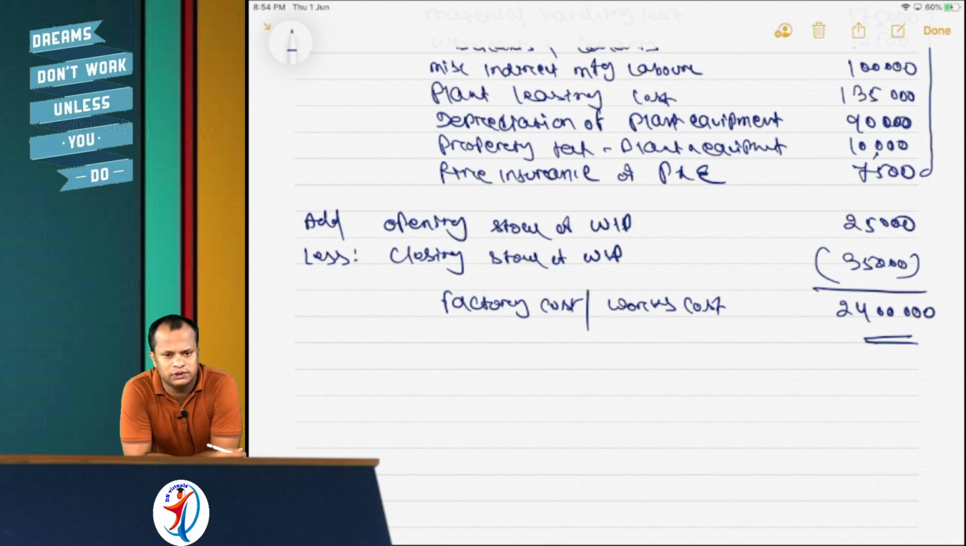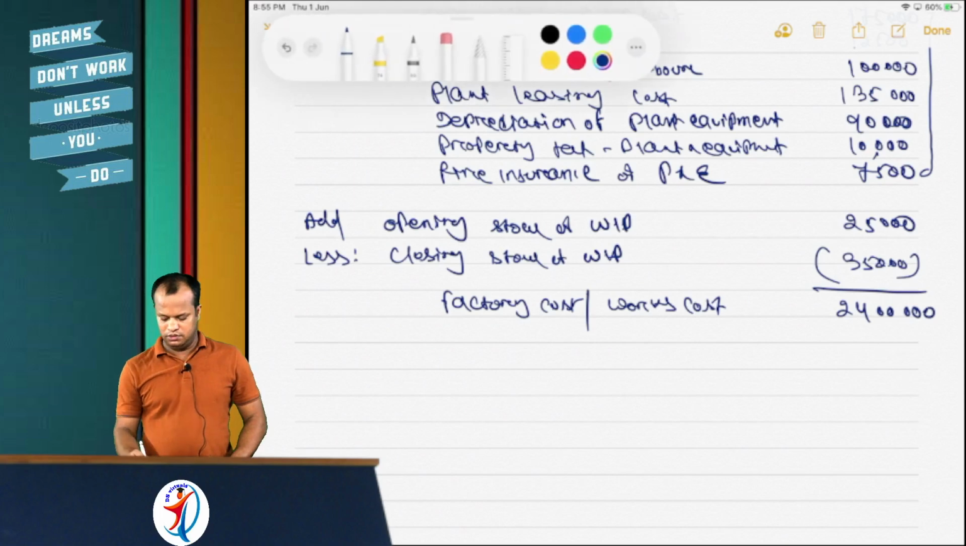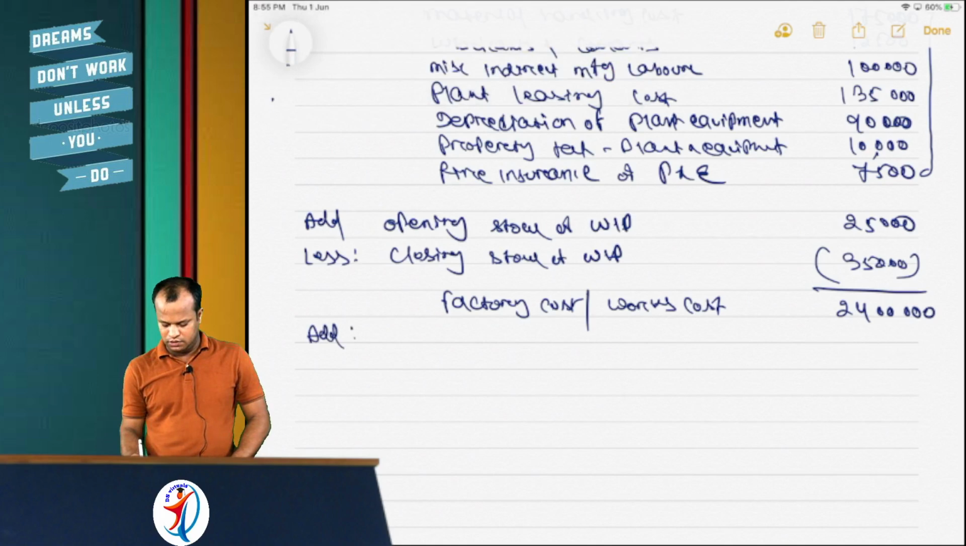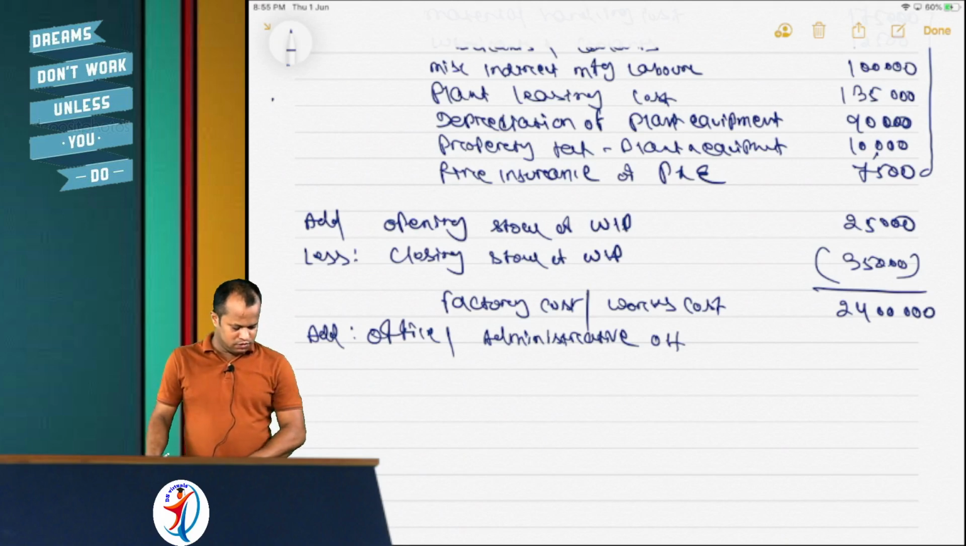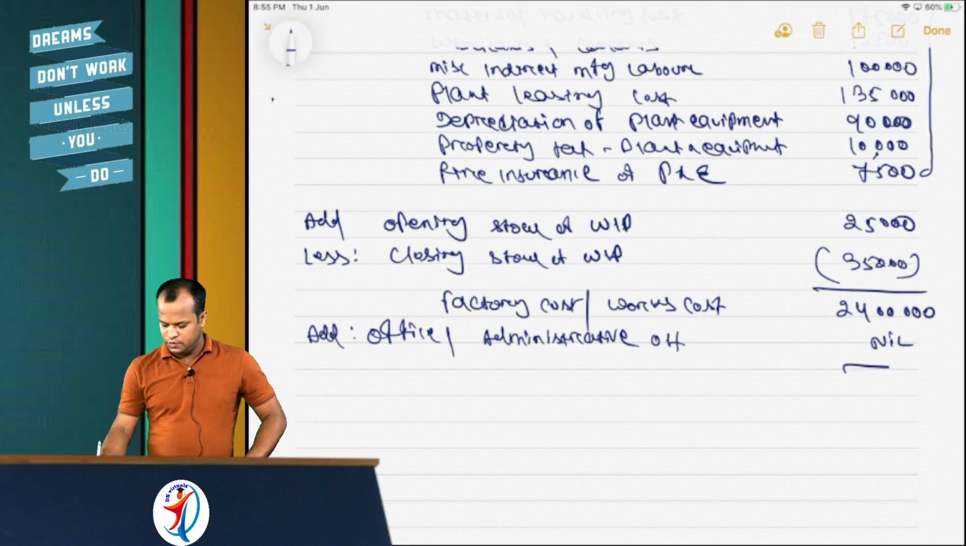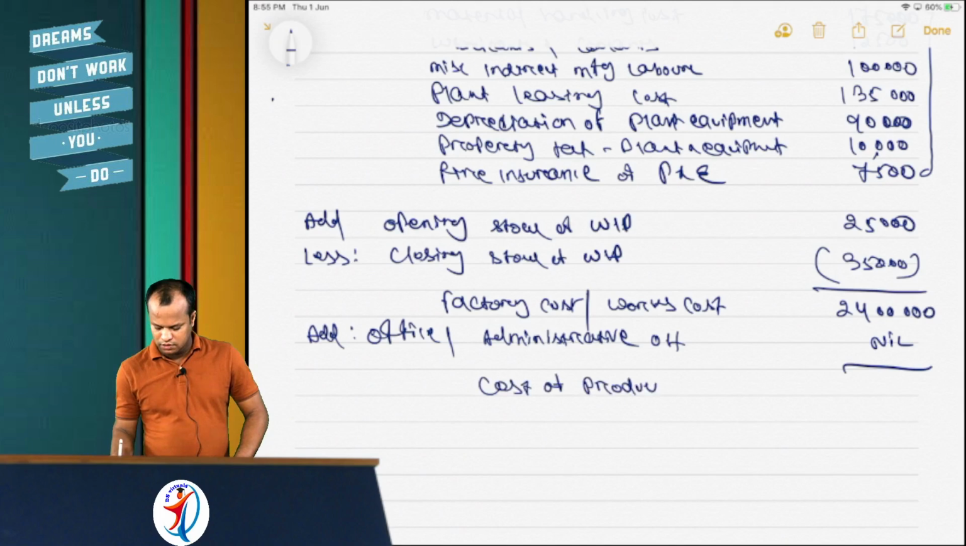Okay, sir, in this question you have calculated only factory cost. Yes, but the concept is in case of income statement, first we will prepare a statement up to cost of production. So now add office and administrative overhead. Nil. In this question there is no office and administrative overhead. So cost of production is 24 lakh.